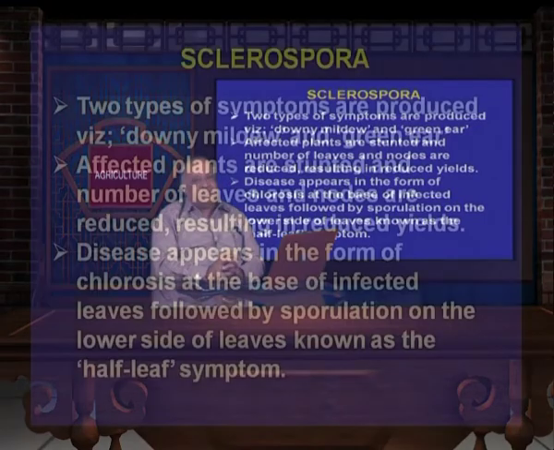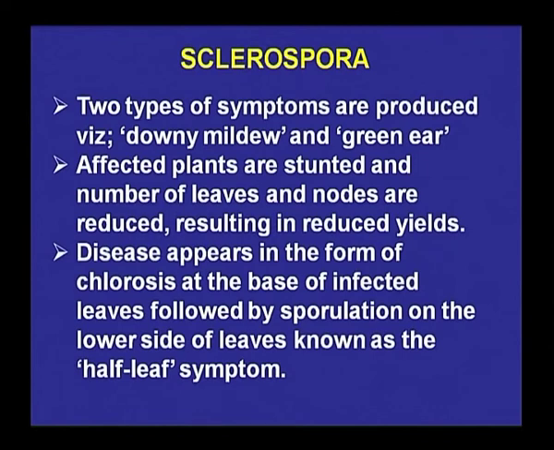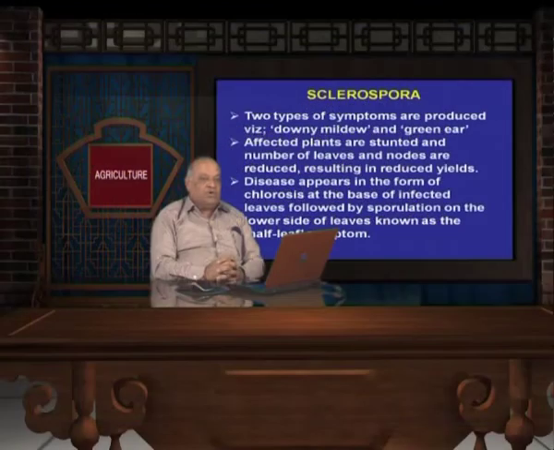The affected plants, when they grow again, show stunting, that is the shortening of the plants in comparison to their healthy counterparts, and the number of leaves and nodes is reduced, resulting in reduced yields. Disease appears in the form of chlorosis at the base of infected leaves, followed by sporulation on the lower side of leaves, known as the half leaf symptom. This half leaf symptom is the characteristic feature of downy mildew in pearl millet.